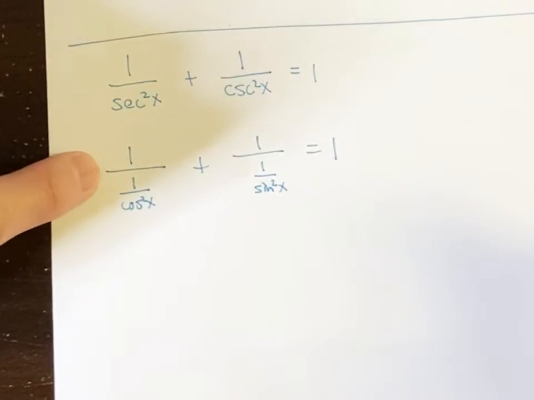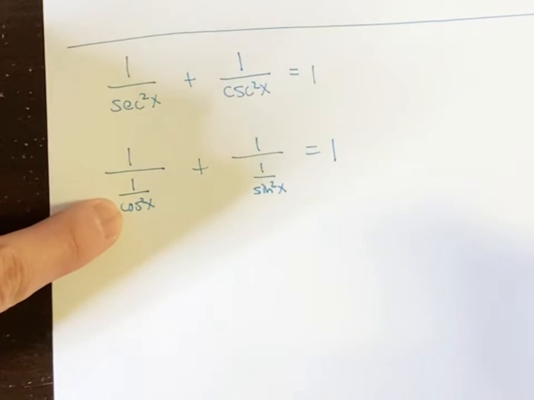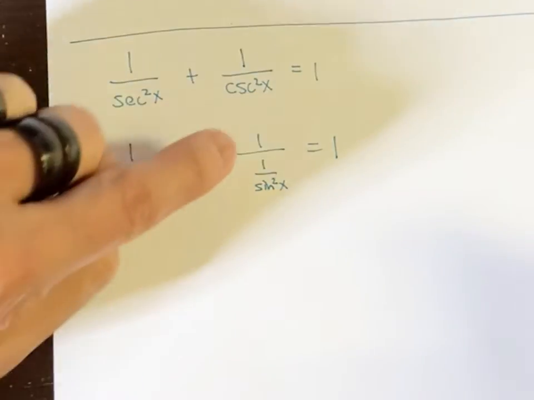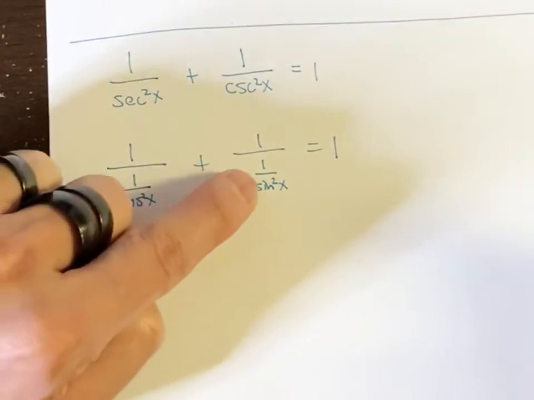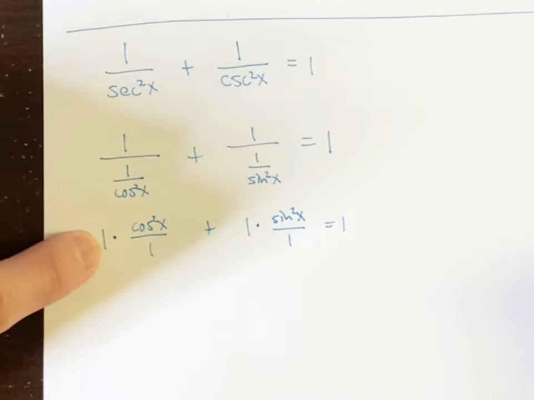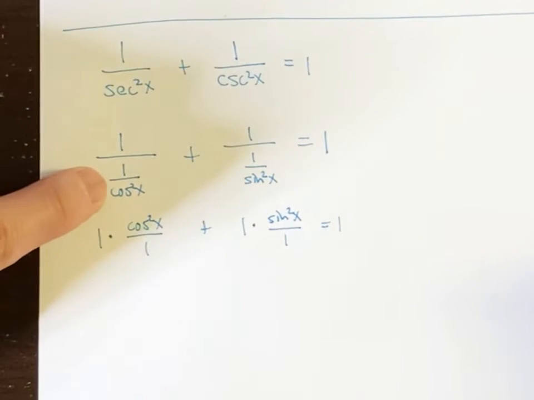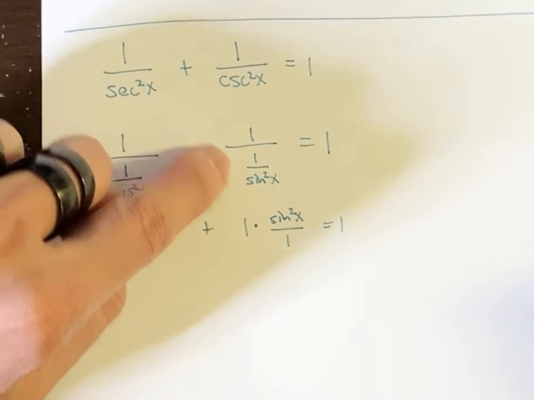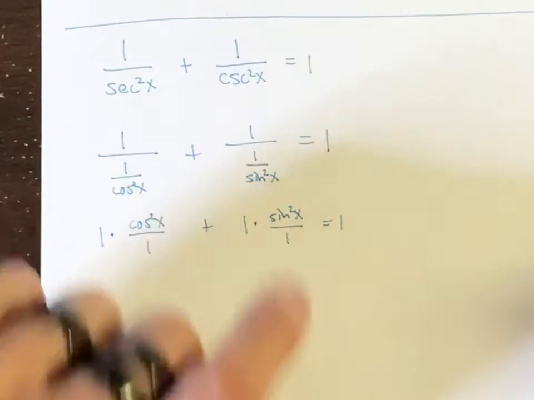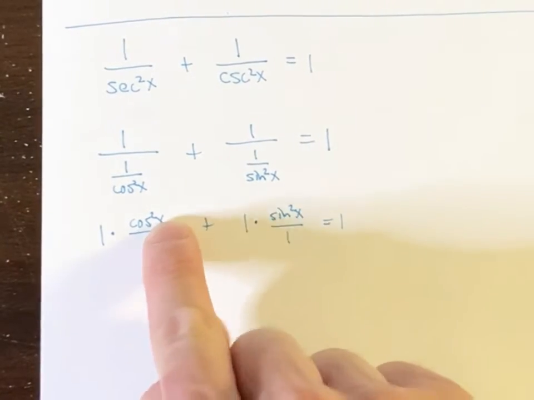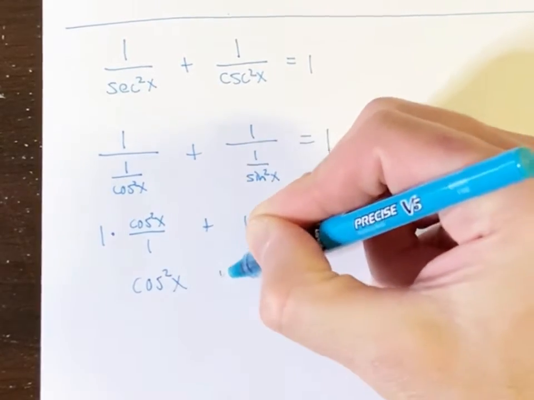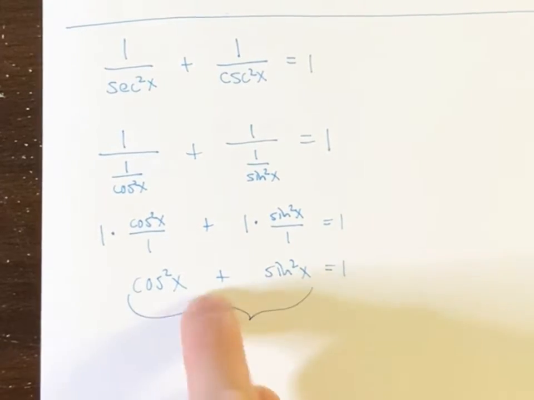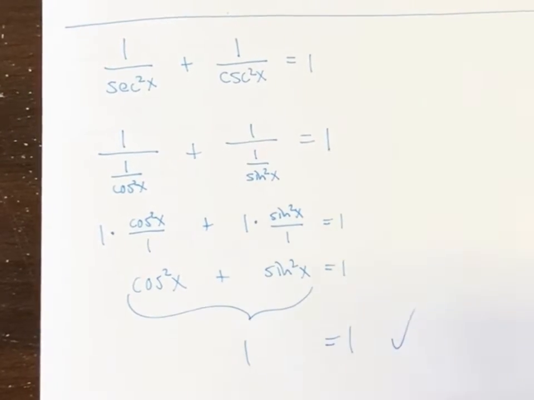We have 1 divided by this, but you don't want to go 1 divided by that. Instead, go 1 multiplication, the reciprocal. Same thing here. That numerator is there, and instead of divide, you multiply, and you turn the denominator upside down. And look, those ones knock out, it's just cosine squared plus sine squared equals 1. But in your identities, remember that sine squared plus cosine squared equals 1, and so 1 equals 1.